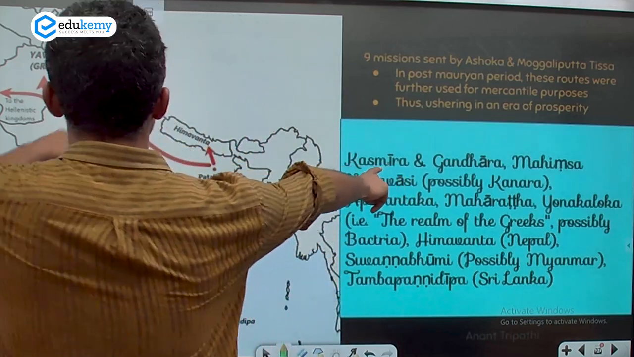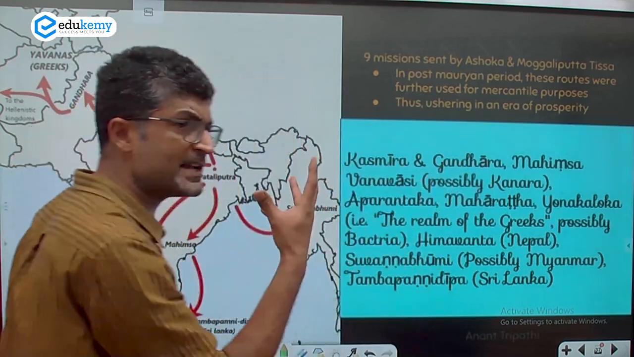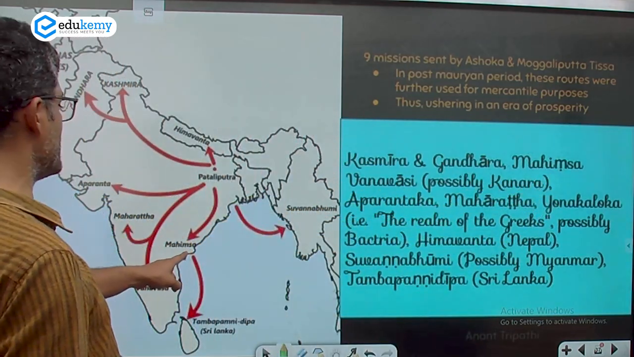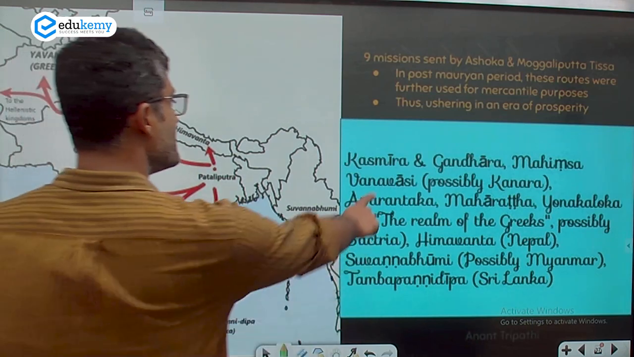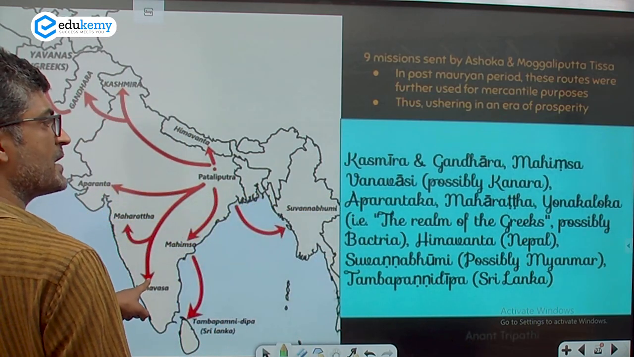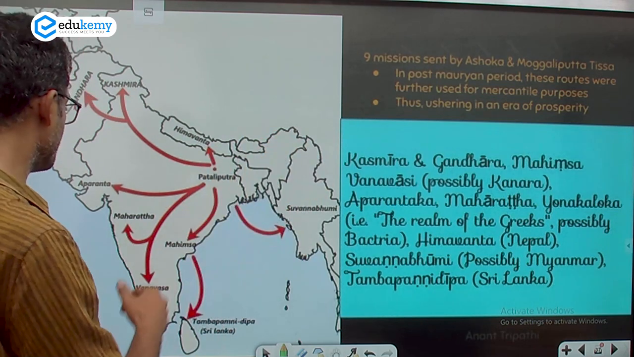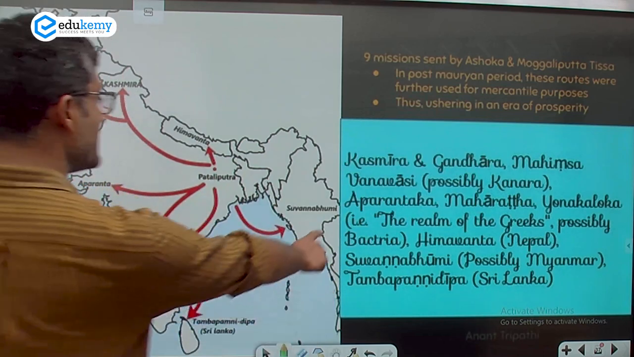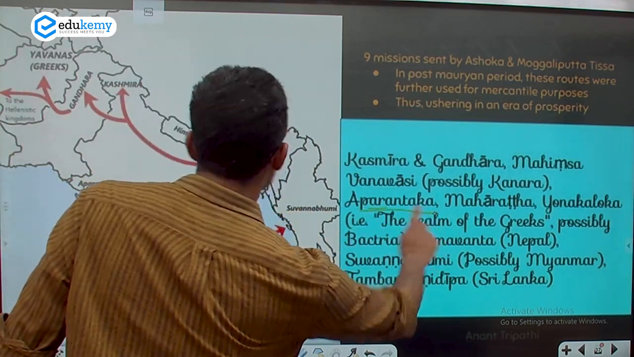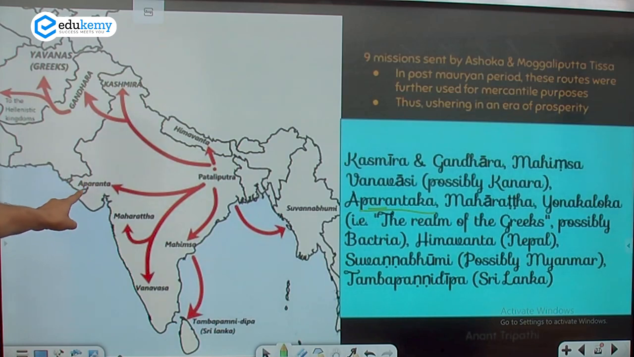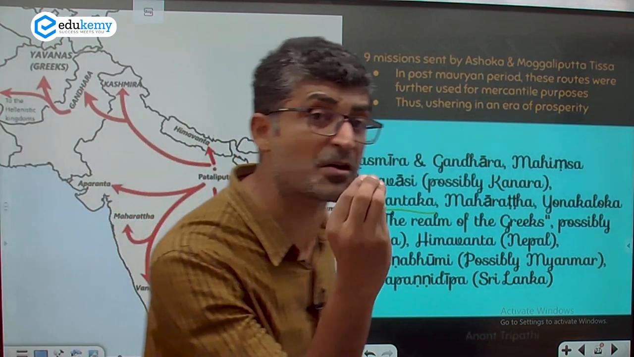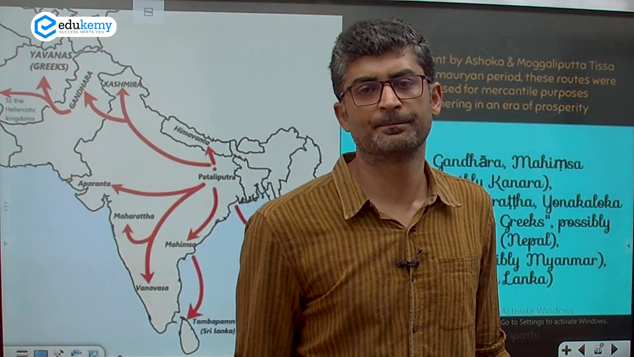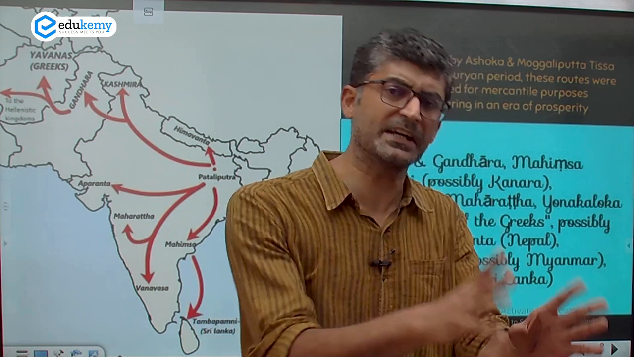Right? So for example, we are being told certain very interesting names: Kashmira, Gandhar, these are Pali versions. Then we have Mahisa, this region, Andhra coast. Then we have Vanavasi, this is the Karnataka coast, Kanara coast. Then under mission at Aparantak, Gujarat. UPSC has a knack of mentioning one of these names in the options. Every year they do that.